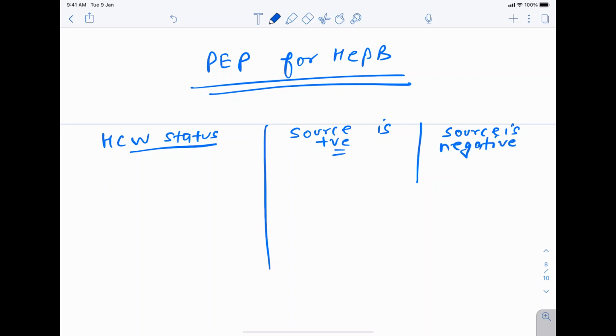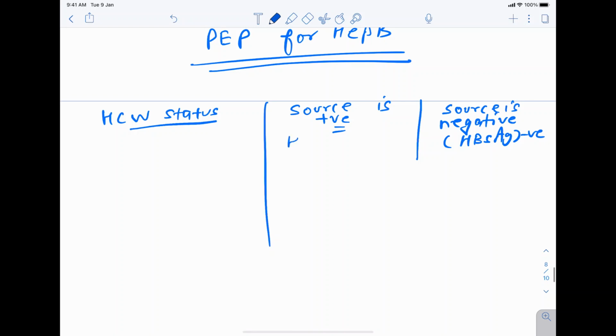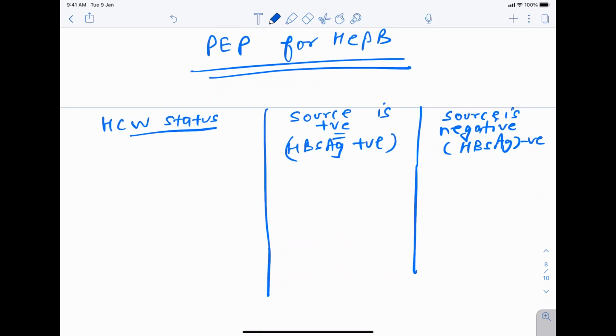That means for what is it negative? HBsAg. This particular thing is negative, and HBsAg on this side is positive. So regarding the post-exposure prophylaxis for hepatitis B, you need to focus upon these important points: you need to know the healthcare worker status, and you need to know the source of the person from where the exposure happened, that is HBsAg positive or surface antigen negative.